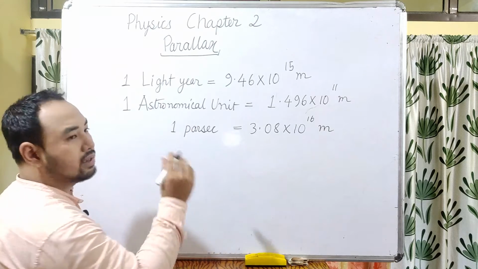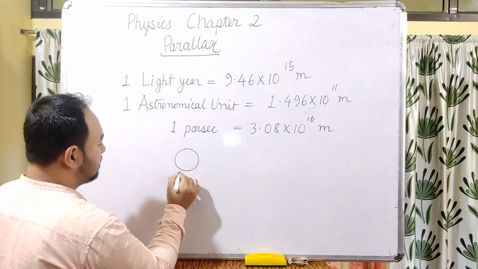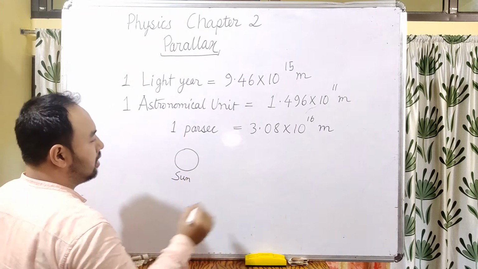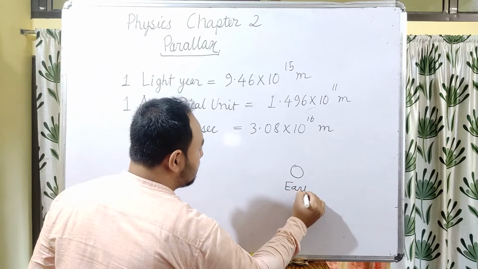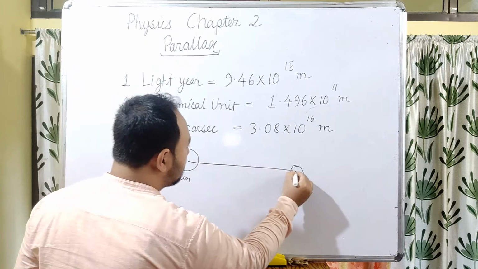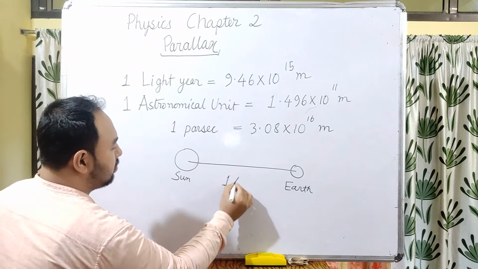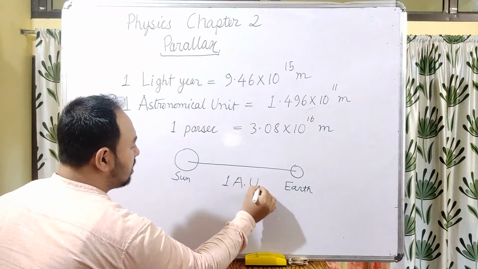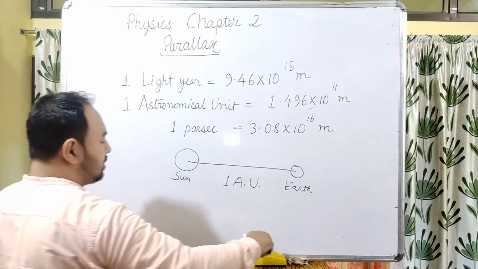So it is the distance between the sun and the earth. Suppose this is sun and here it is earth. The distance between the sun and the earth is known as one astronomical unit. Now next it is parsec.